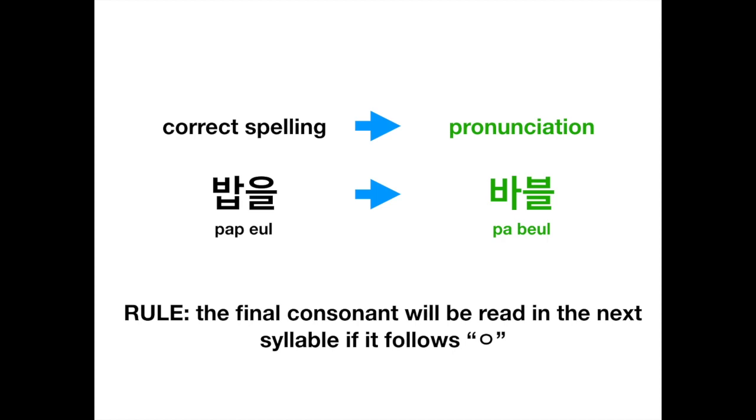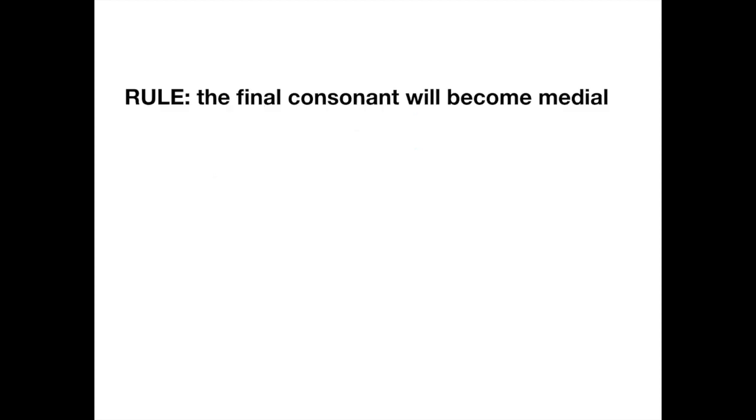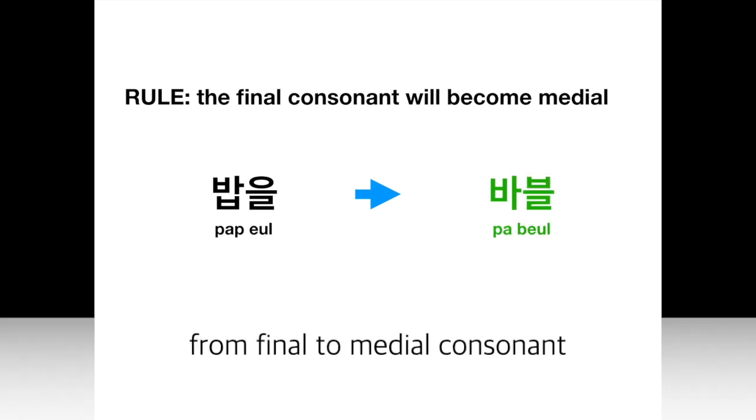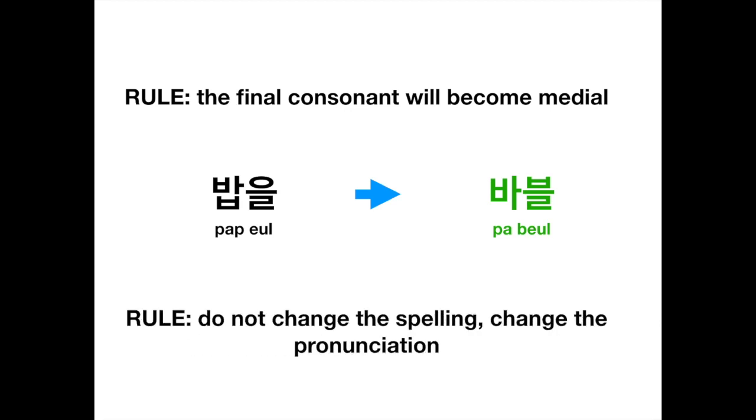Okay, so pap-ul is the correct spelling, but the pronunciation is pabul. Rule: the final consonant will become medial. From final P in pap-ul, it becomes B, so you pronounce it as pabul. The consonant goes from final to medial. Again, do not change the spelling, change the pronunciation.